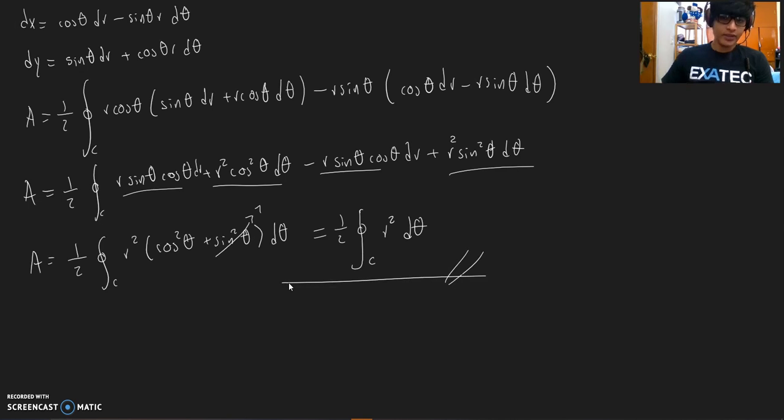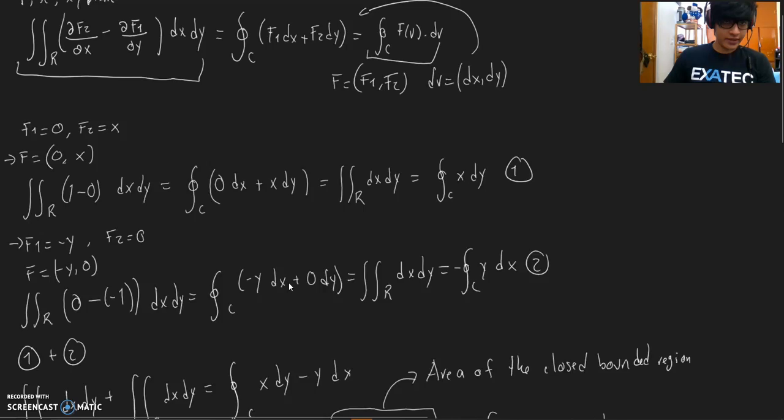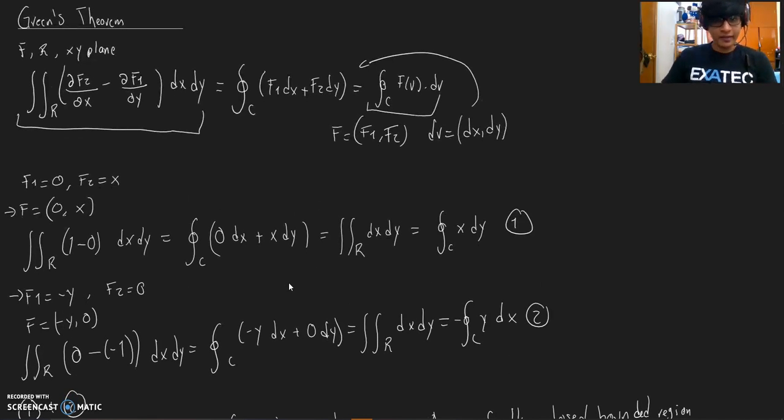Hence, we can get yet another form of calculating the area of a closed bounded region using the polar coordinate representation of the curve. So there it is, and that's the importance of Green's theorem and how it can be useful for calculating the area of regions.